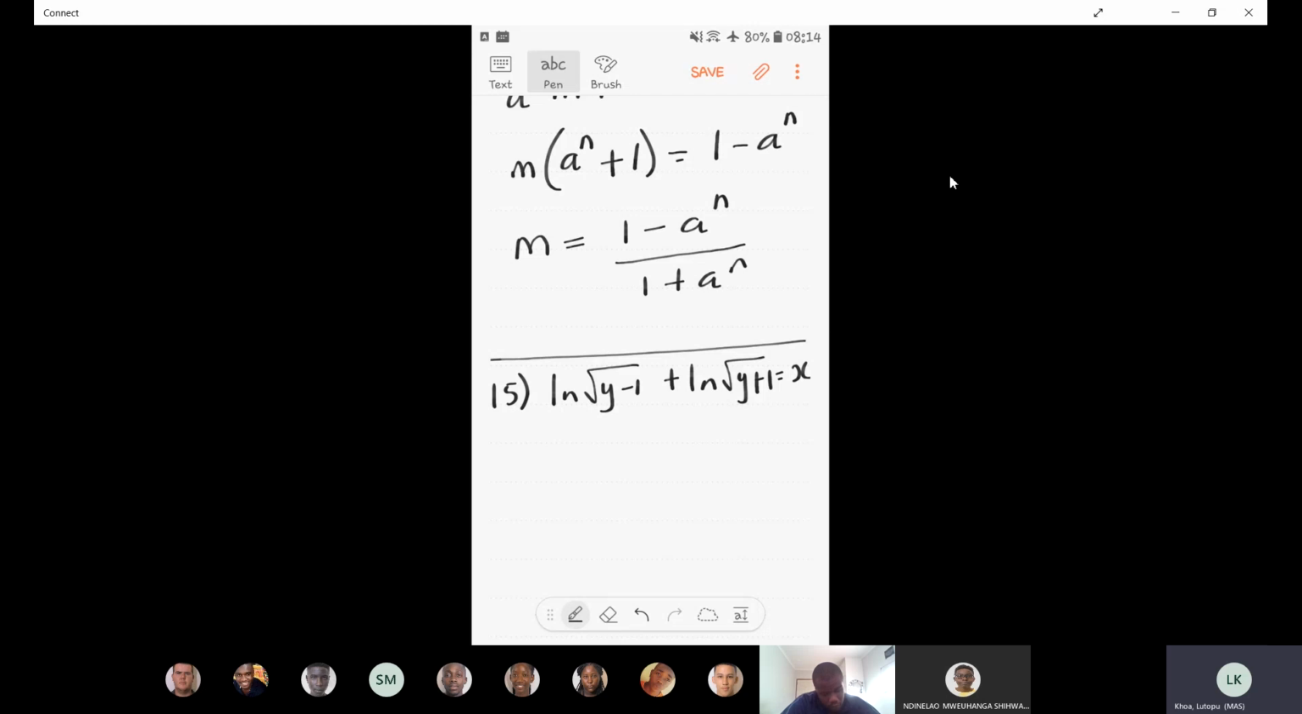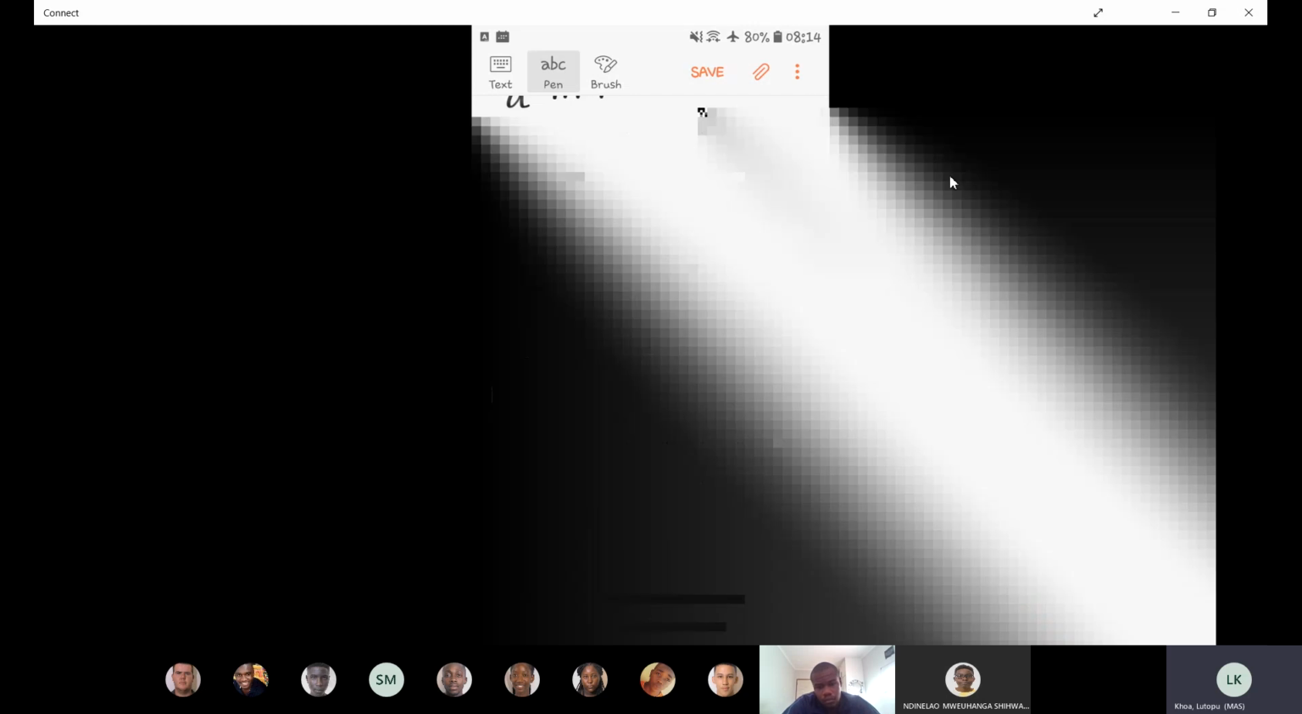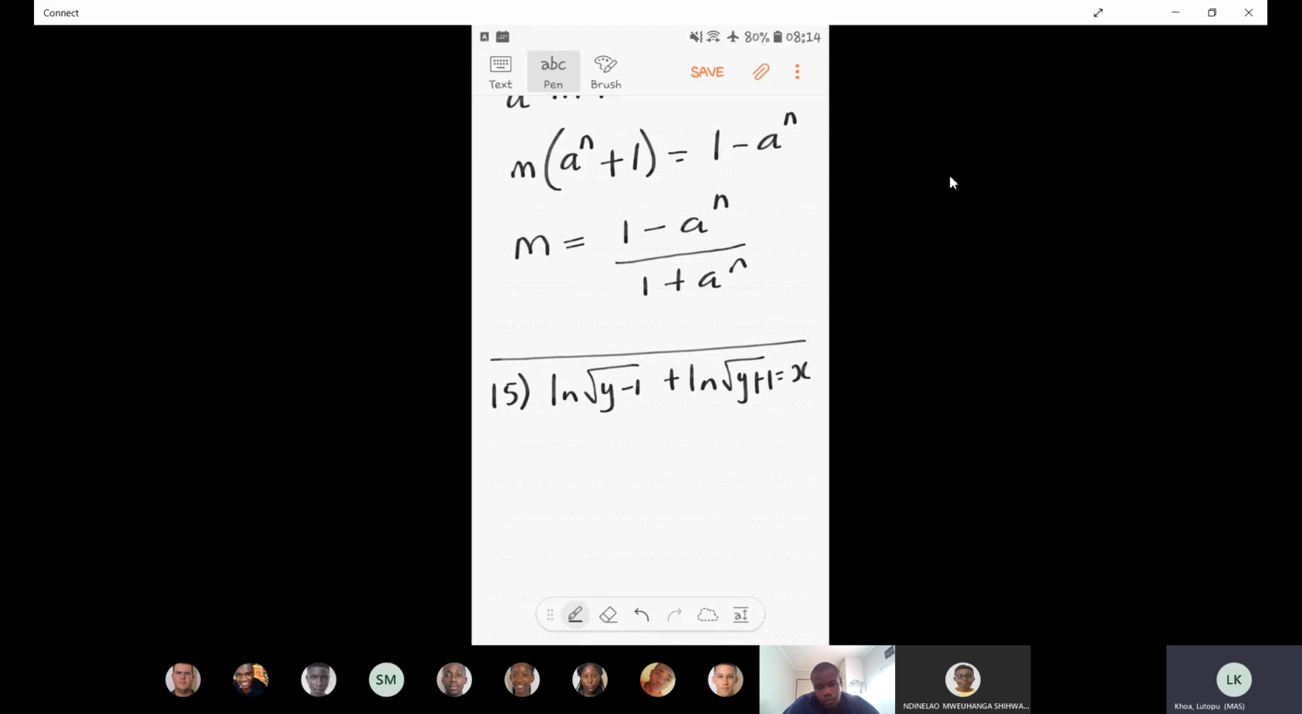Okay, that is equal to x. Now here we have logarithms that have the same base, so they're adding, so we can multiply the arguments. So this is the same as ln, put everything under one big square root. I have y minus 1, and then I have y plus 1. This is equal to x. Okay, and then I want to make y the subject of the formula.